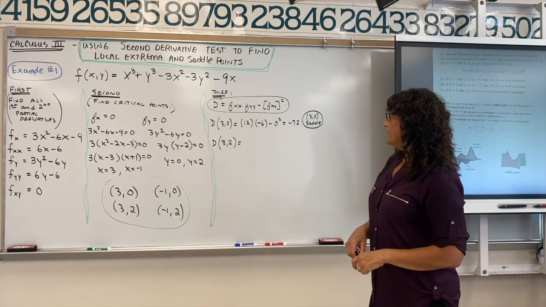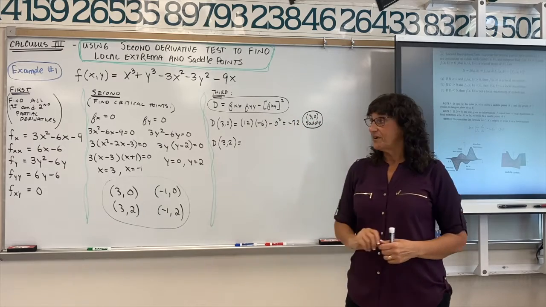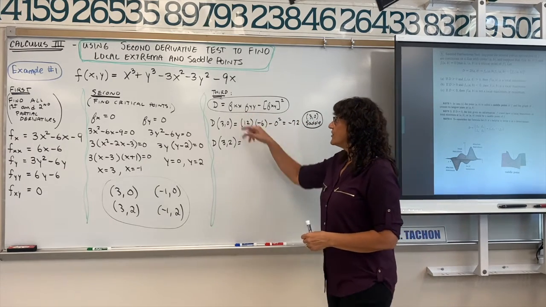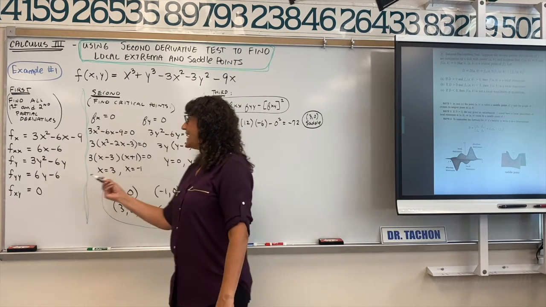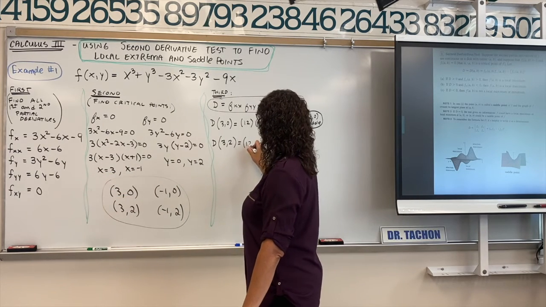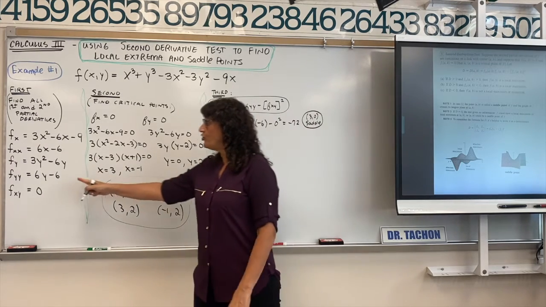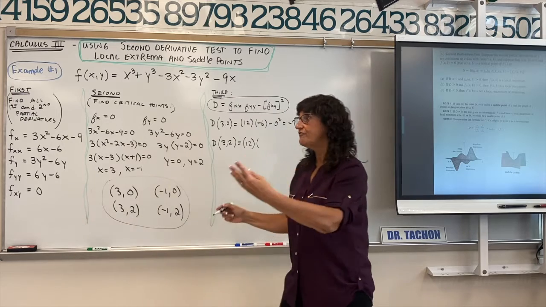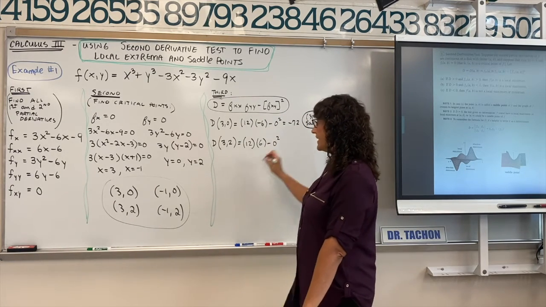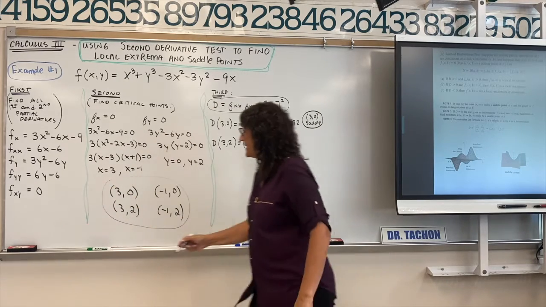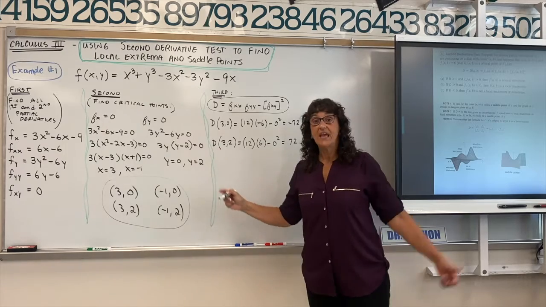So let's go ahead and plug in 3, 2 into our second partials. Second partial with respect to x, plug in 3 for x, 2 for y, and you get 6 times 3, 18 minus 6, a positive 12. Then the second partial with respect to y, plug in 3 for x, 2 for y, 6 times 2 is 12, minus 6 is 6. And the mixed partial we know is 0. So D is a positive 72. Our D value came out positive.